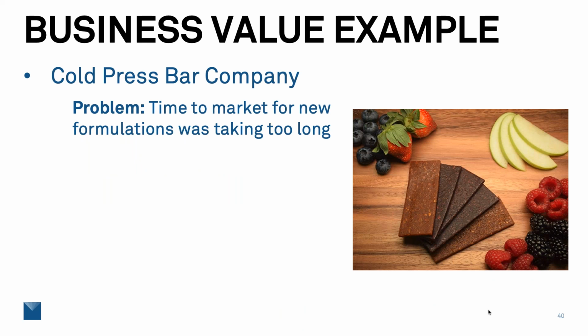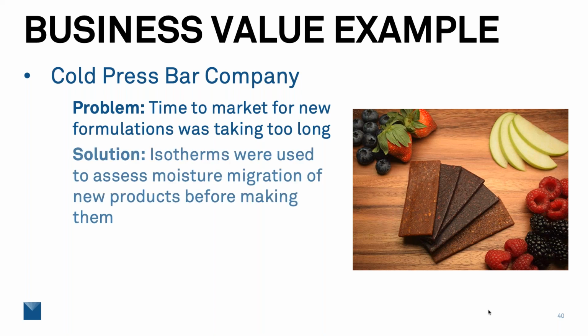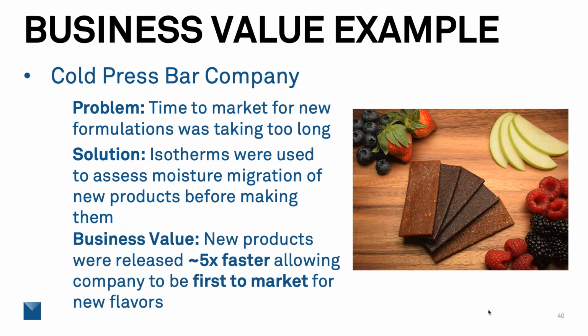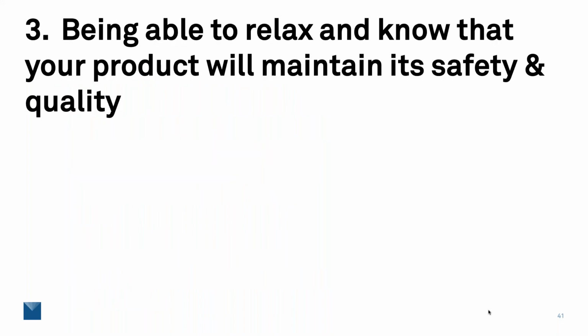I hear this all the time from R&D scientists. It's simply taking too long to bring new products to market. And so by using isotherms, you can understand these products much quicker and understand problems that you may run into, but before they occur. And the business value here is simply being able to release products faster. So from this specific company, they said that they could release their products about 5 times faster, going from about a 5-month production time for a new product to 1 month. And in many cases, this allowed them to be the first to market for new products or new flavors.